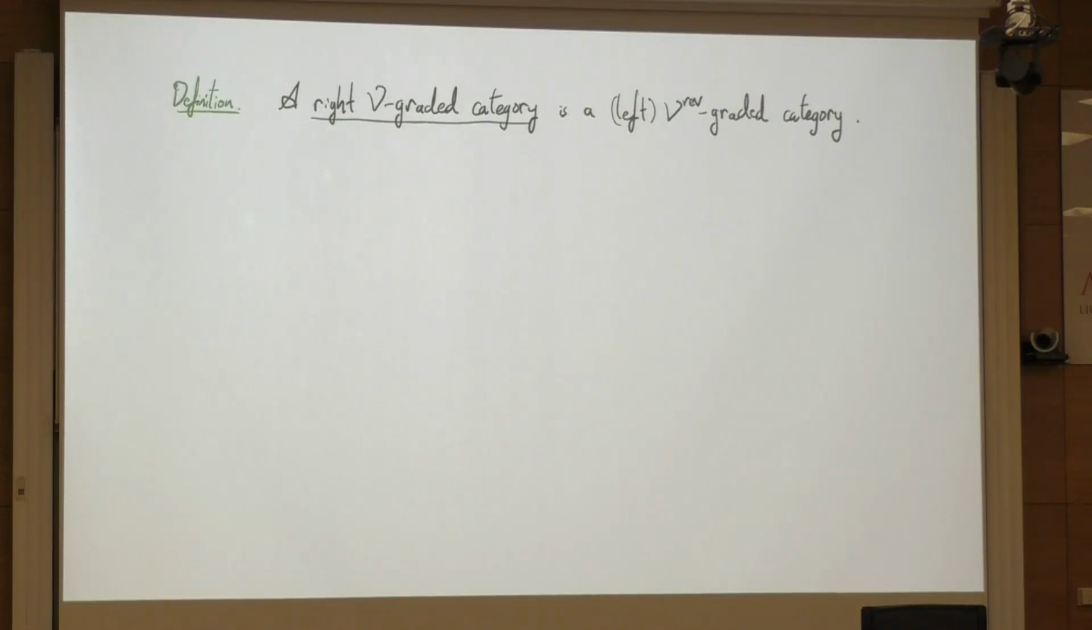Now, a right V-graded category is, by definition, a left V-rev graded category, where V-rev is the reverse of V obtained by swapping the monoidal product. And we have a notation for working in right V-graded categories as well. I write the grade on the right instead of on the left. So we write F A tic X to B. And given another such graded morphism, the composite takes the following form.